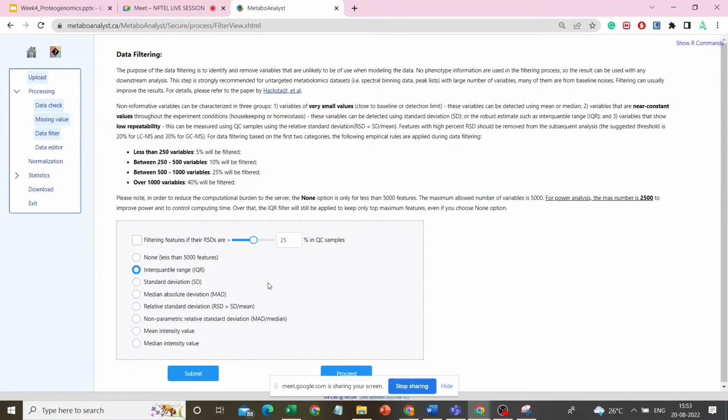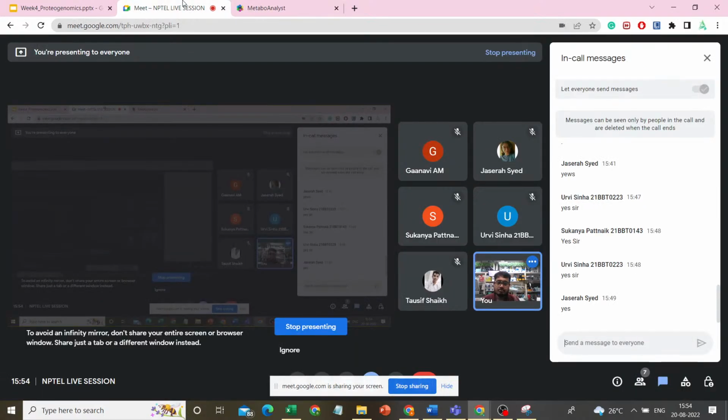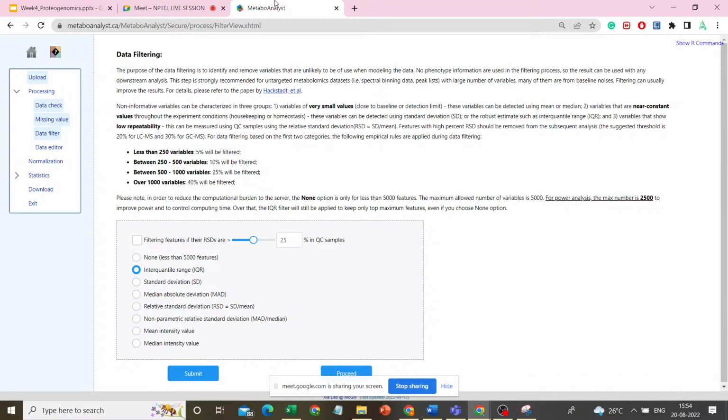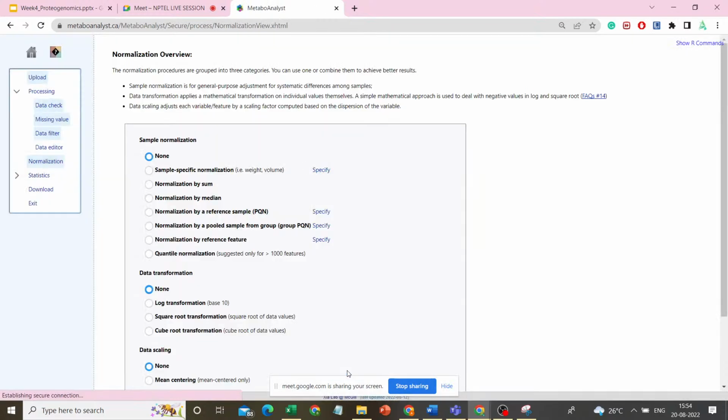After processing, we need to filter it, because this works in an open access database feature. If there are many features, it will remove those and take only those between the interquartile range. So we will just give proceed here.